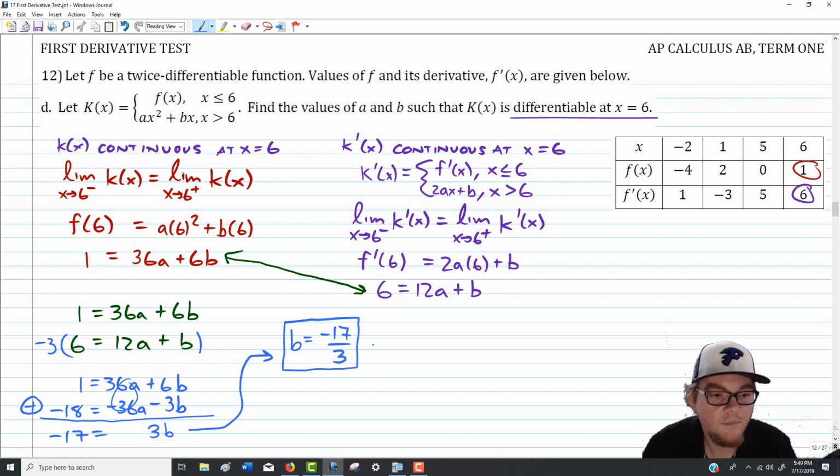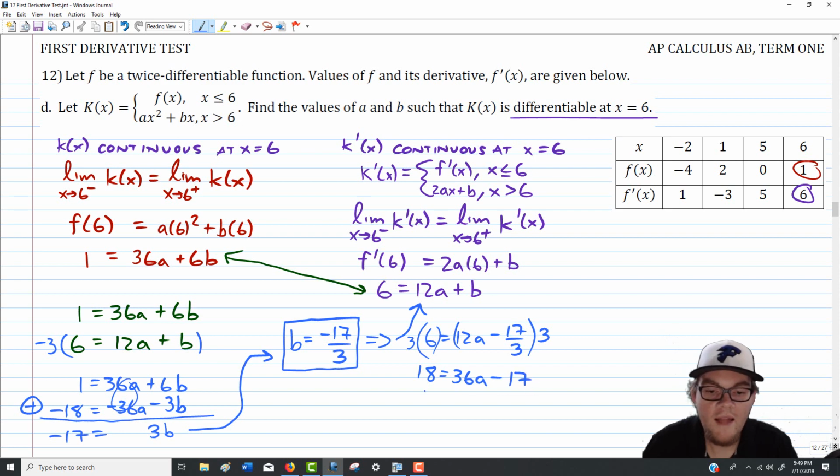We can figure out the rest of this stuff. So now that we have b, I'm going to plug it into the nearest equation. So that's going to be 6 equals 12a minus 17 over 3. To solve this, I'm going to multiply everything by 3, because I think that's going to be the easiest way to do it. That gives me 18 equals 36a minus 17. I'll add 17 to both sides to get 35. So 35 equals 36a. And finally, last but not least, a is 35 over 36.